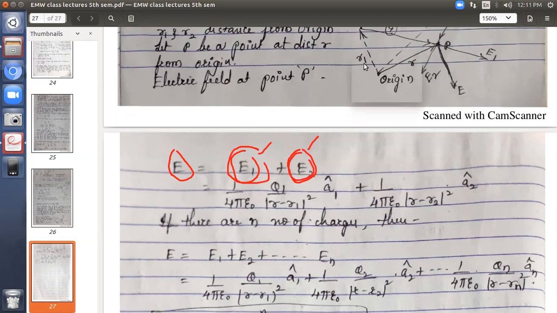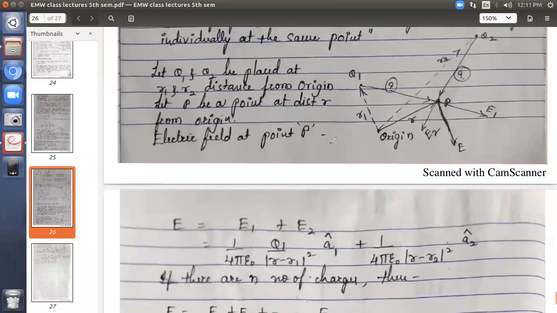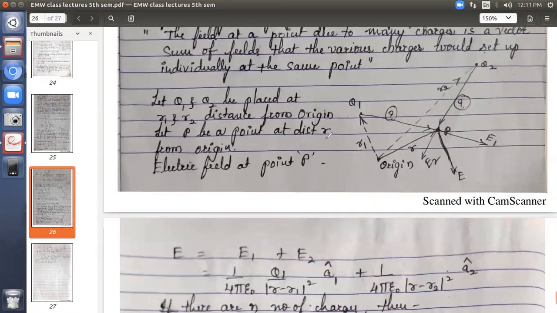I want both the slides actually. Okay, I think both the equation and the figure should be visible to you. If you observe, this is the point P, this is the origin. I'm now talking about only the E1 part.